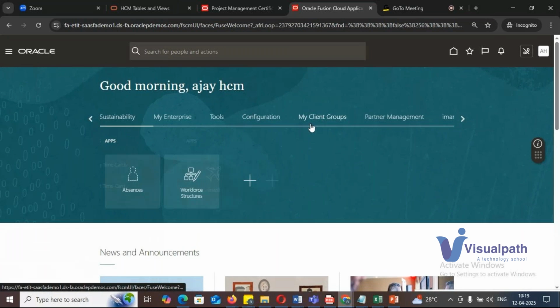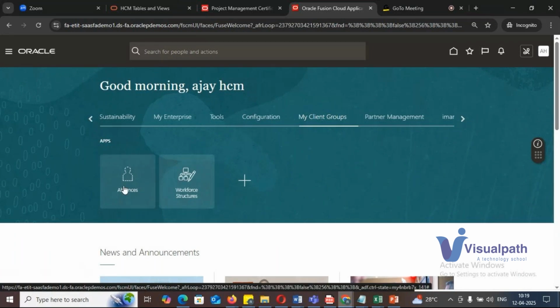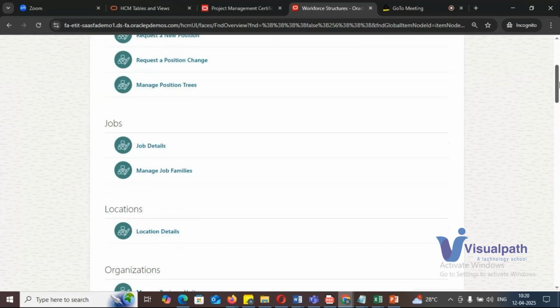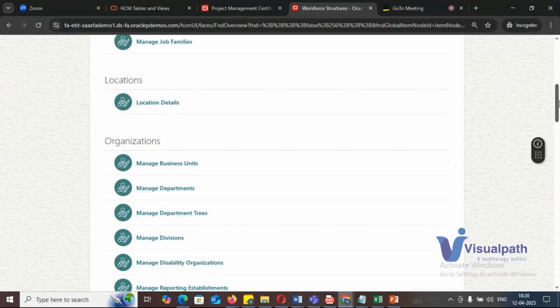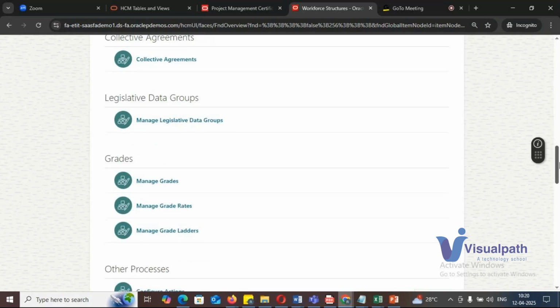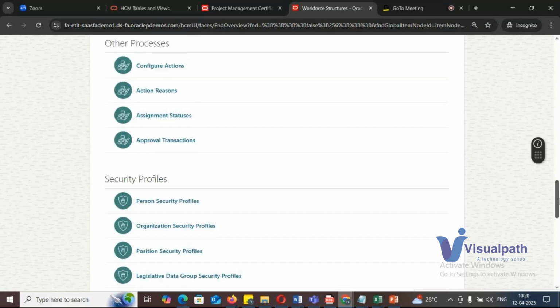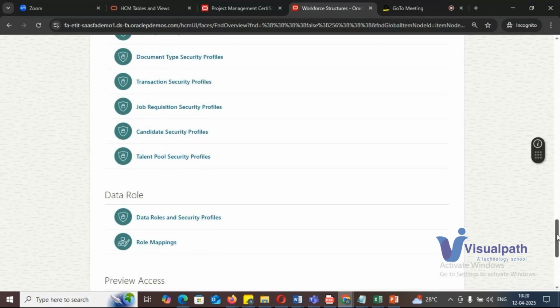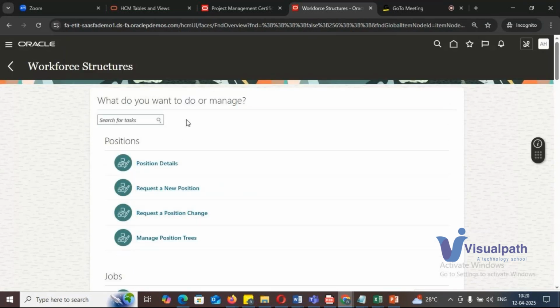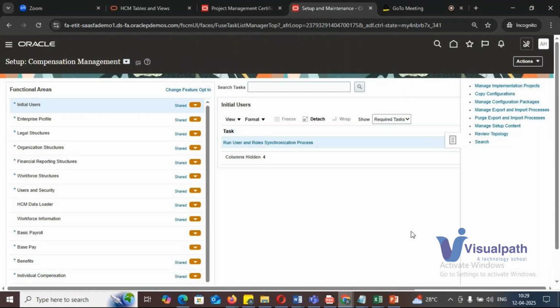Here some are customized. This is the application, Workforce Structure Configuration and Absence Management module. You can see these modules: position, how we can create the position as a functional consultant, job, location and organizations, where you have to do the setup and configurations, what the grade is and how we can configure the grade, and the security profile. This is the application view, basically. All right, thank you so much, thank you everyone.